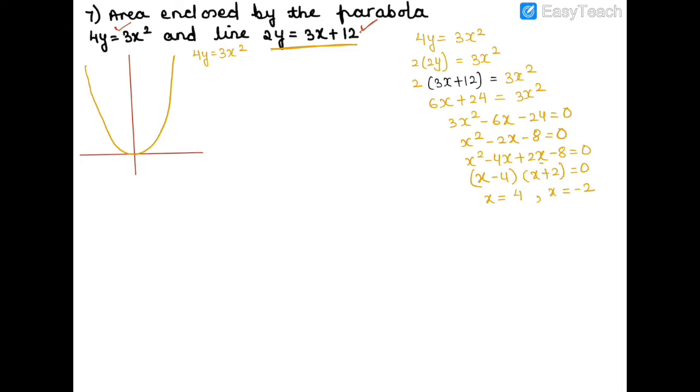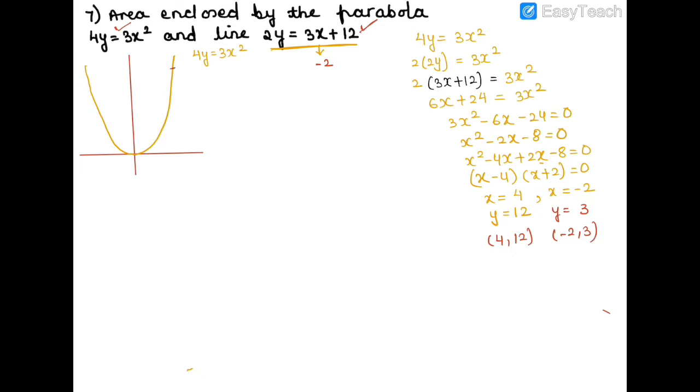Now this is the line. If I put x as 4, how much do I get, the value of y? If I put here a 4, this will be 12 plus 12, 24 divided by 2. So that's a 12. And if I put x is equal to minus 2, I get the value of y is equal to 3. See, 12 minus 6 is 6 and divided by 2. So my points are 4, 12 and minus 2, 3.